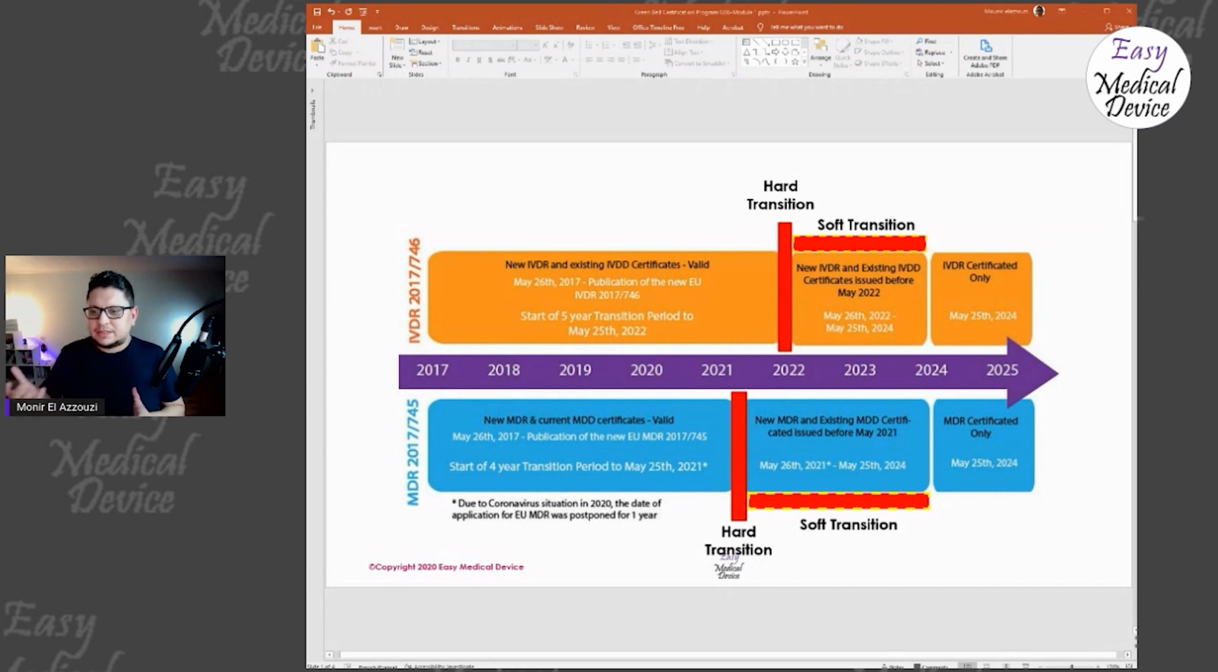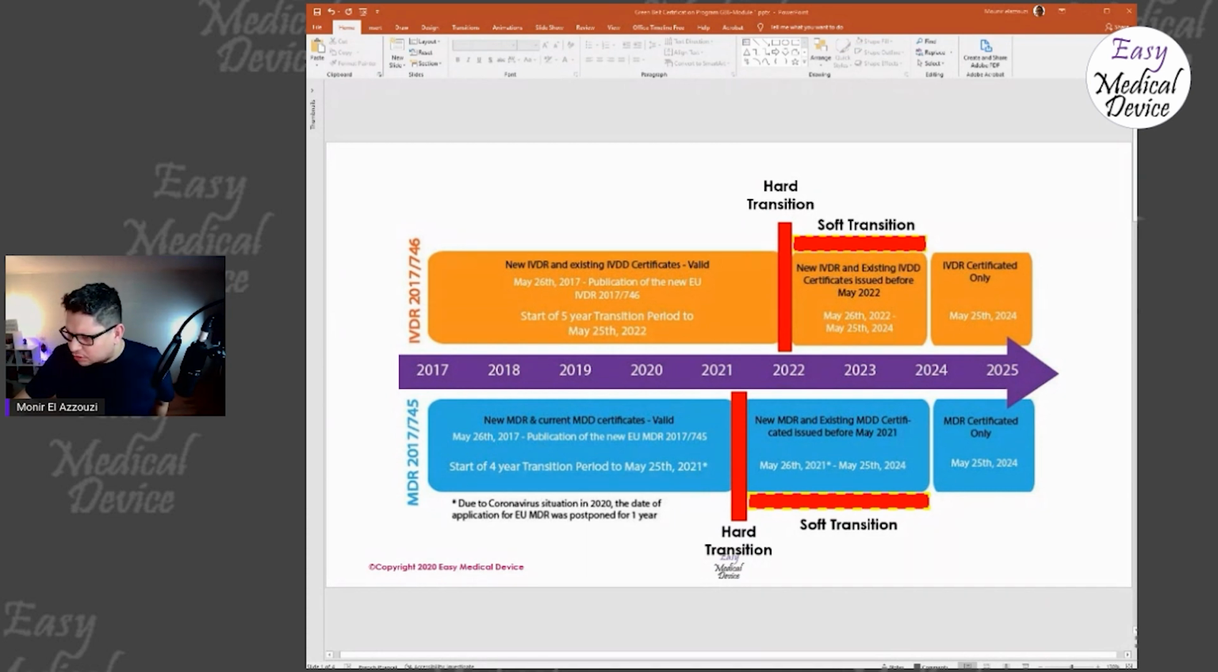But if you say, okay, my product will come on the market in September 2021, then immediately it should be EU MDR certified. So you don't benefit from this transition period. This transition period is only for devices that are placed on the market before the date of application. So if you are placing on the market after the date of application, you have to follow the EU MDR. So this is mainly the reason here.